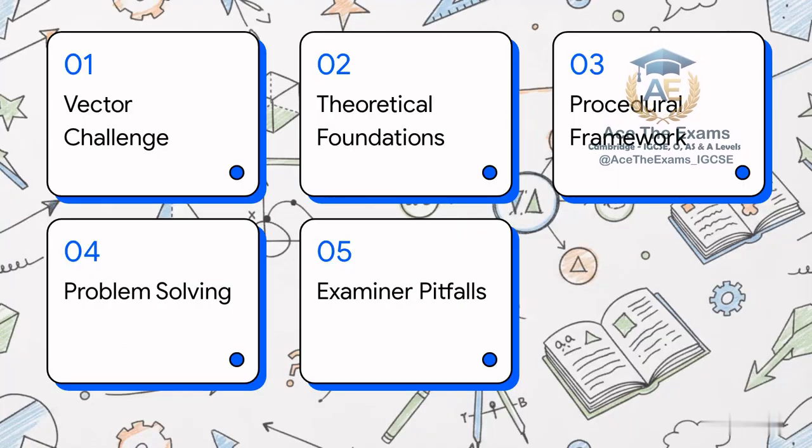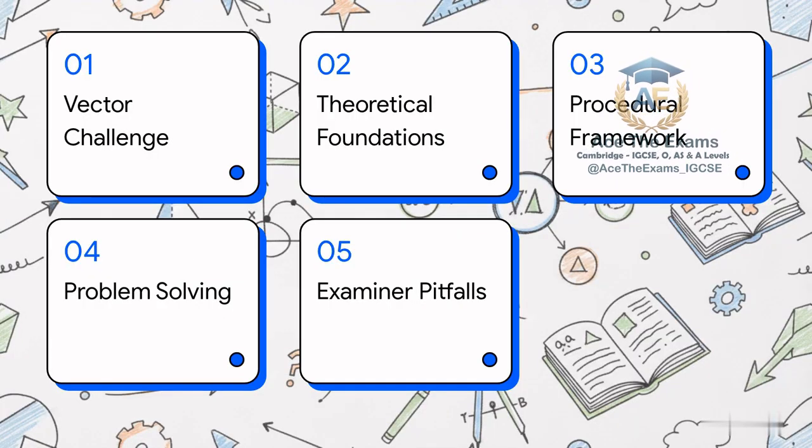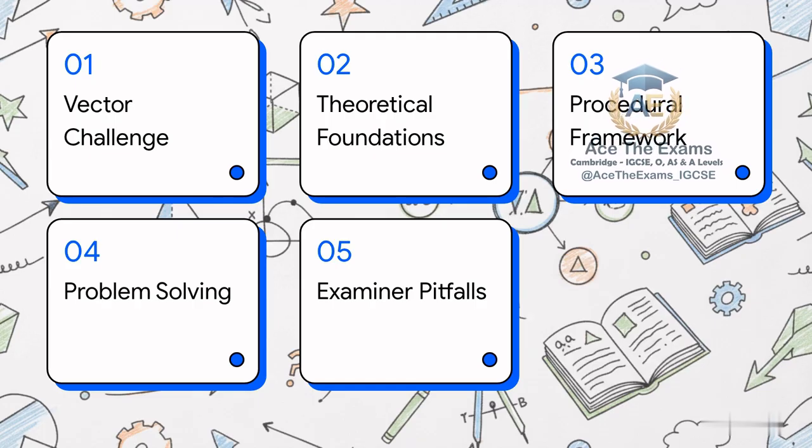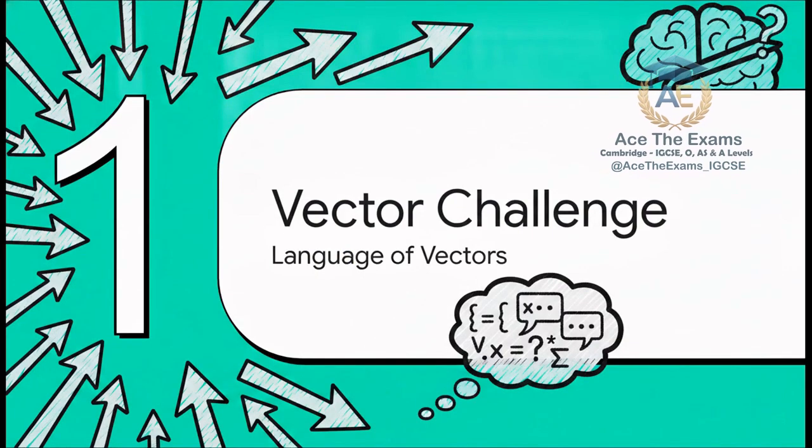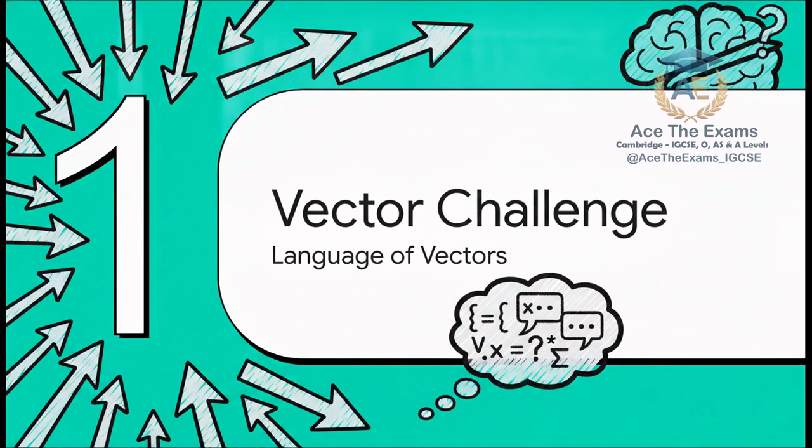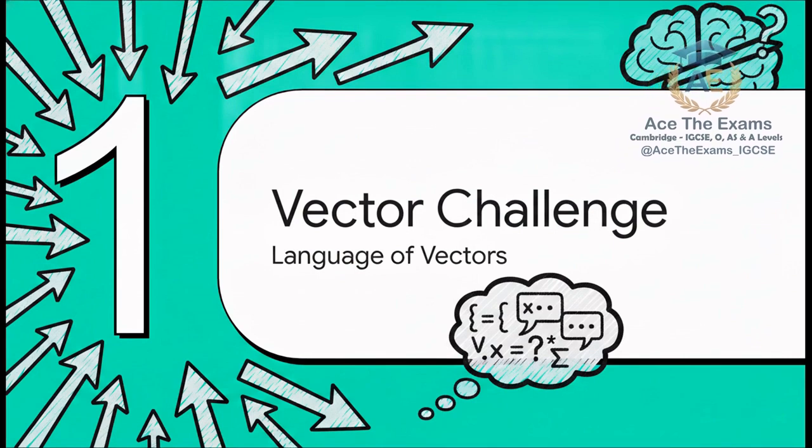Here's our strategic roadmap for today's explainer: the Vector Notation Challenge, Theoretical Foundations, the Procedural Framework, Critical Problem Solving, and finally those top examiner pitfalls. Section 1. The Vector Notation Challenge. Let's talk about understanding the language of vectors.